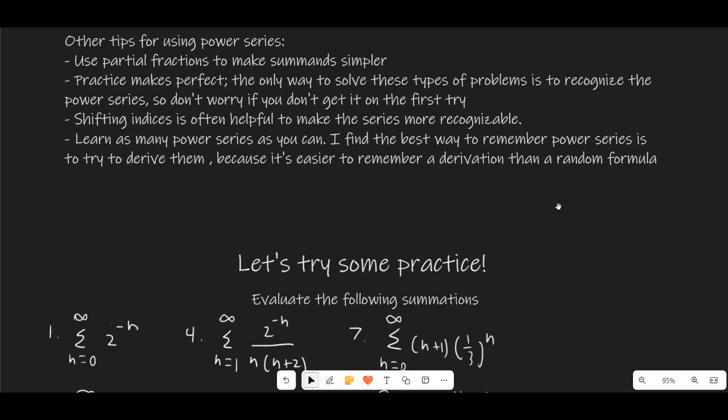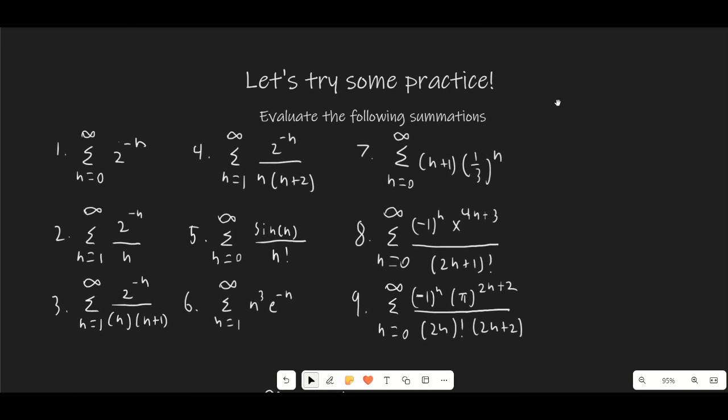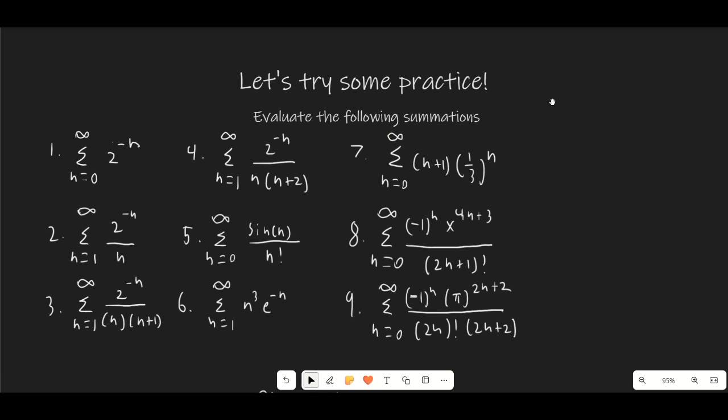So let's try some practice. Go ahead and try to evaluate the following summations. At this point, I'm also going to say, if you need any help with these problems or you want some extra help, feel free to join the Discord, and I'm happy to help anyone who needs it. So if you're not able to solve these, that's definitely an option.